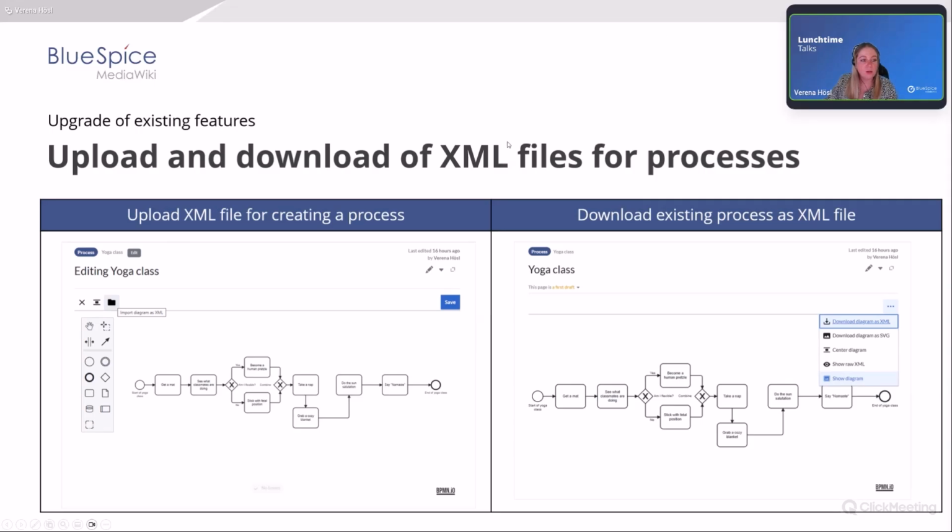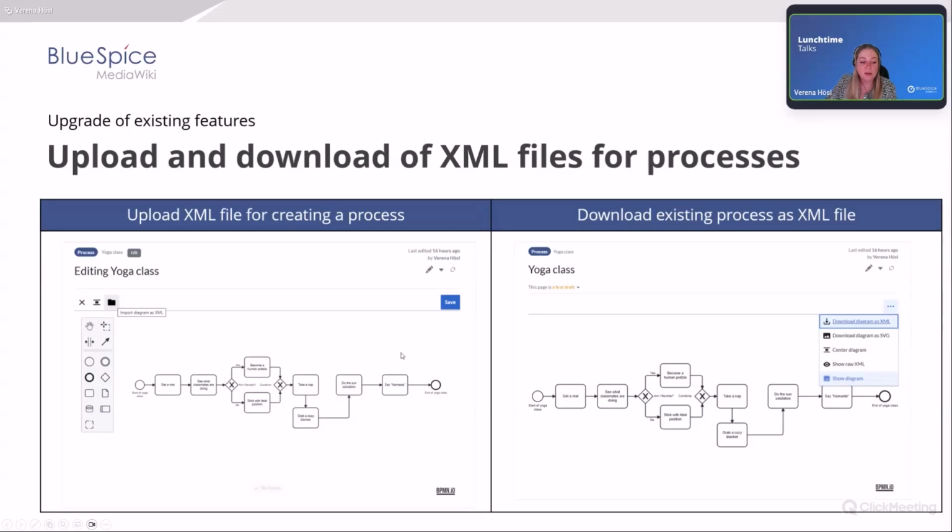Exactly. We also introduced, like I said, an option for uploading and downloading XML files for processes, which means, for example, if you already have an XML file on your laptop and you would like to import this process into the wiki, this is now possible when going to the edit mode of a process. There is this little icon displayed where you can simply click on and import the XML file. The process will be then displayed immediately after the import, and you can simply save the changes.